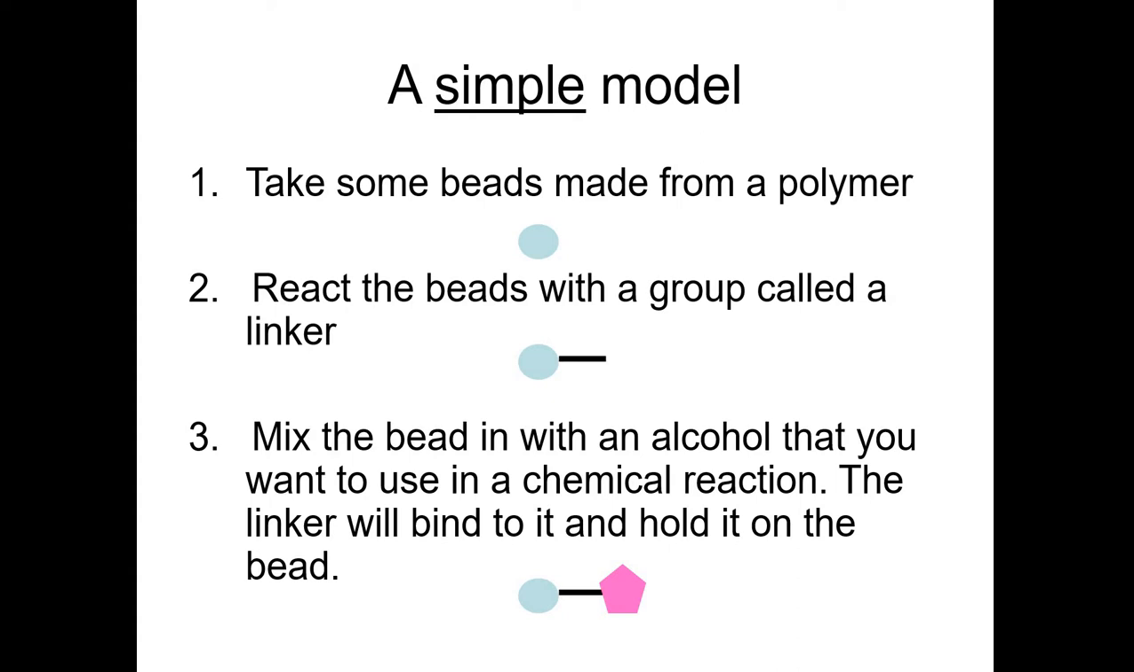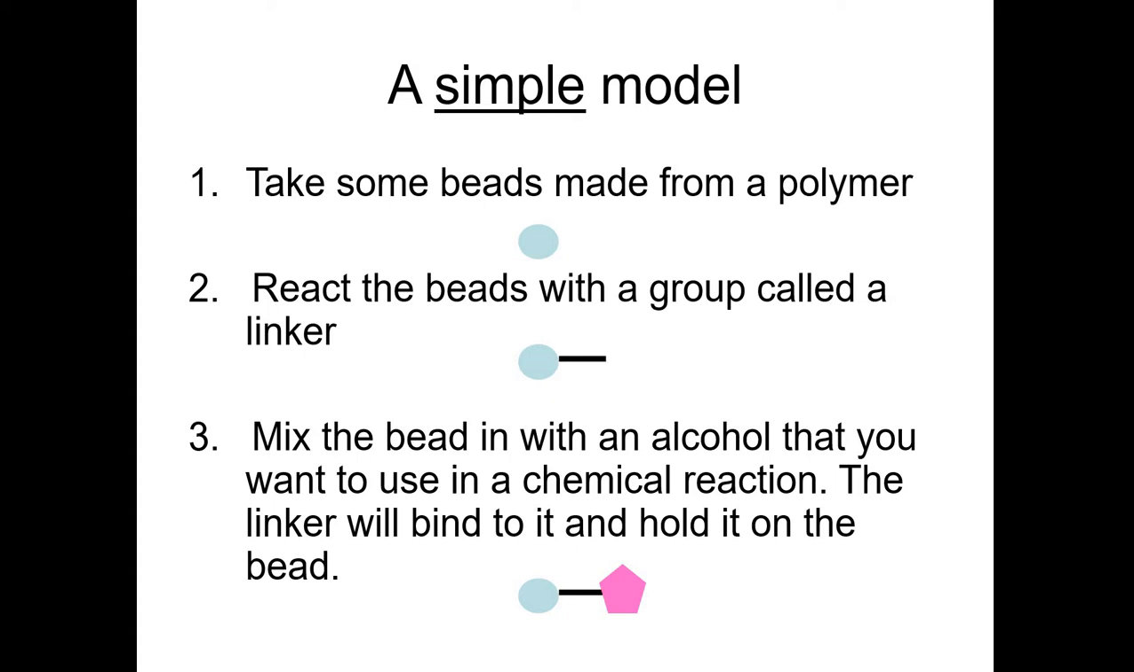Simple model: take some beads made from polymer. I have mentioned resin or something similar. We have a polymer and we pass the reagents A or B over it in a certain combination. Then we get the new compound C or D. Then we add another reagent, which produces another compound.